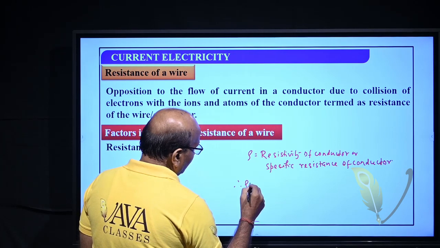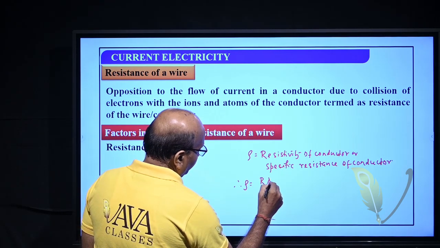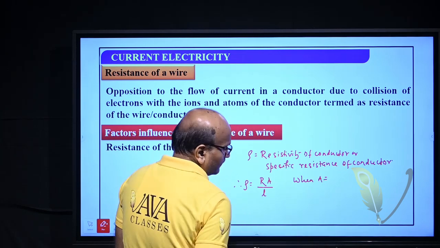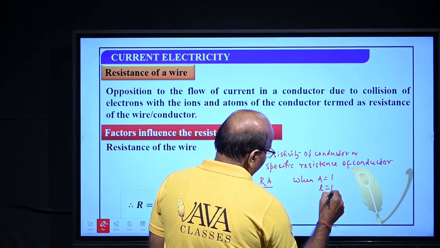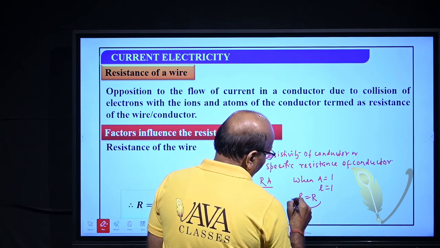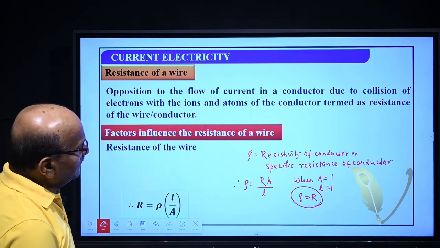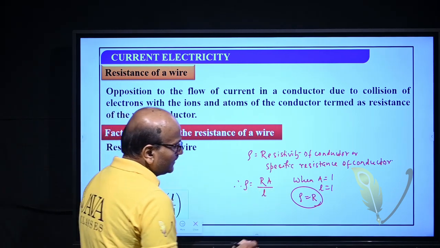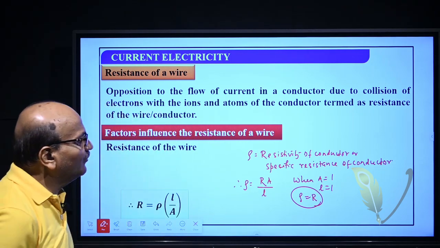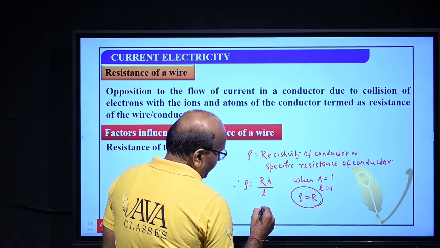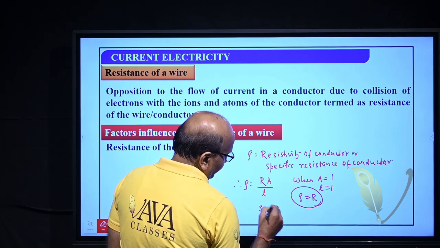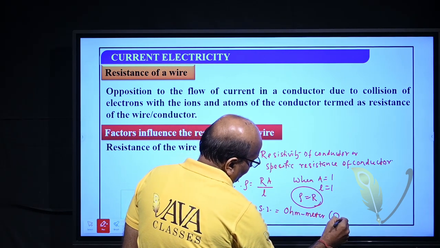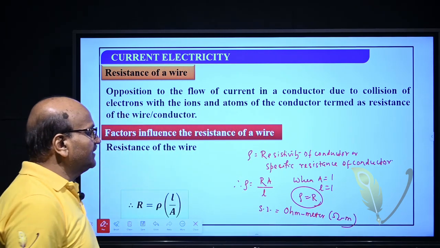Therefore, we can write rho is equal to R into A by L. When A is equal to 1, L is equal to 1, rho is equal to R. Therefore, we can define the resistivity of a conductor as the resistance of the conductor of unit length and unit cross-sectional area, and the SI unit of resistivity is ohm meter. So this is the resistivity.